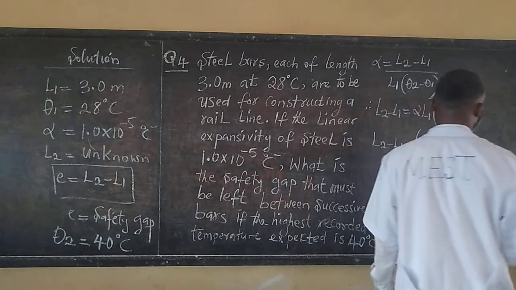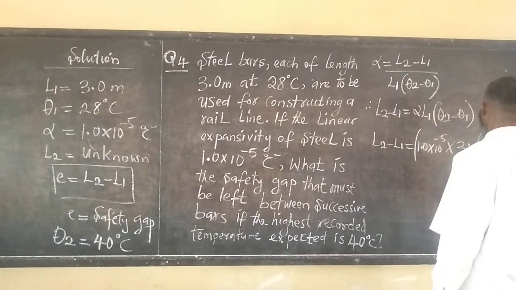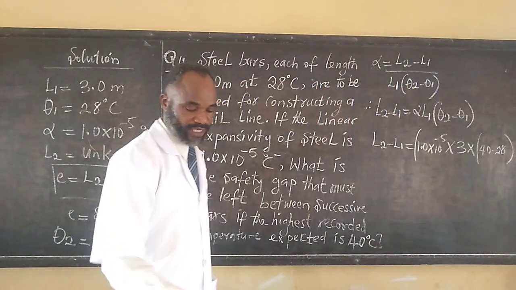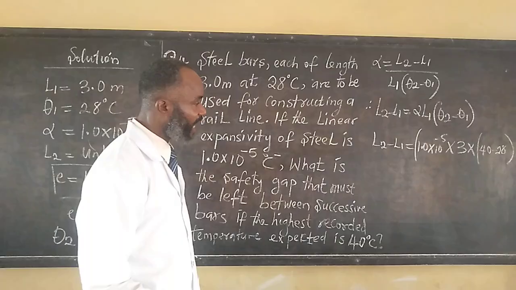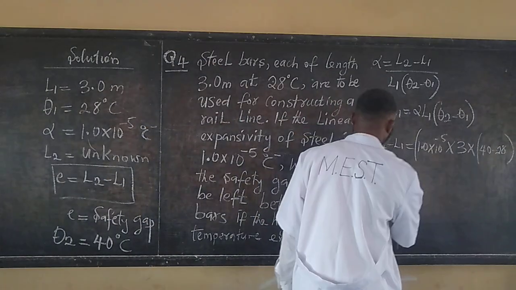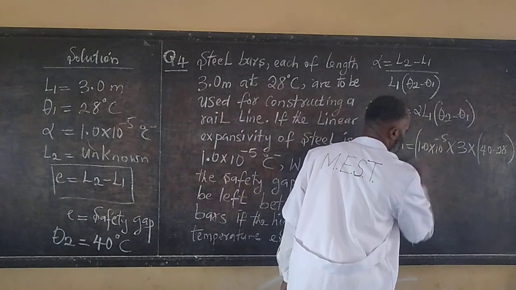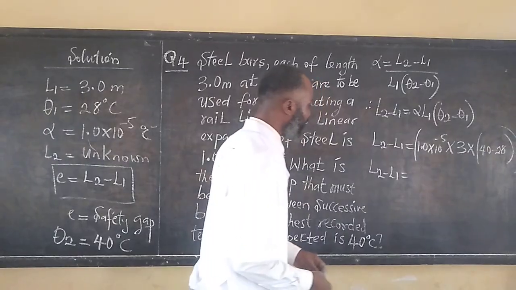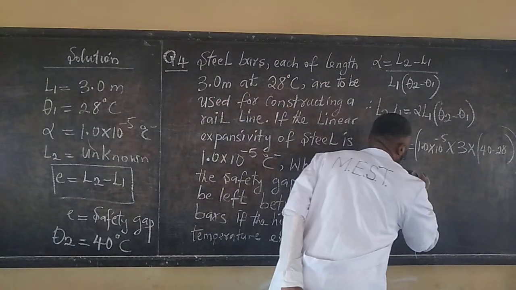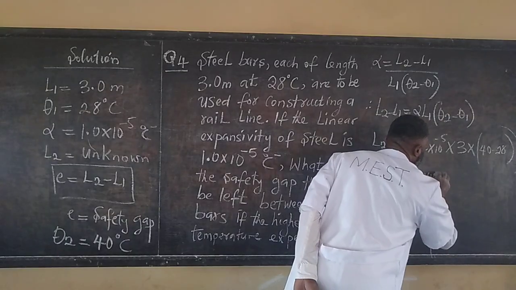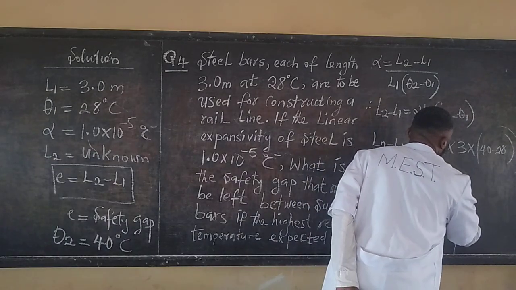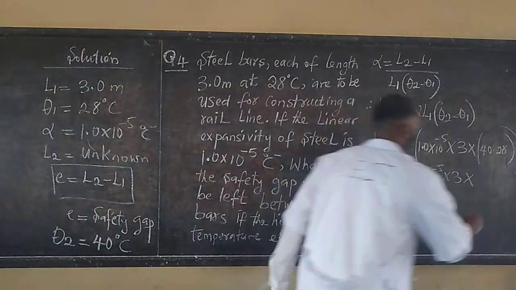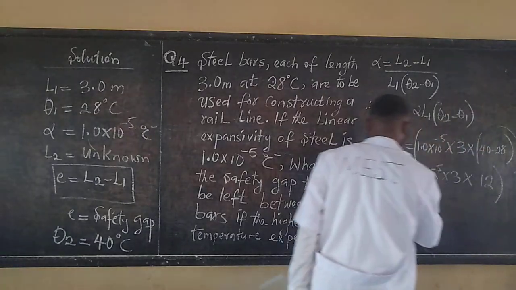If we do that, we then have 40 minus 28 and then close. So let's see, 40 minus 28, what do we have? Of course, I think it should be 12. So we have L2 minus L1 is equal to all that. Let's find out all this. What we're going to have is 1.0 times 10 raised to the power minus 5 times 3 times 12. Bracket close at this point.